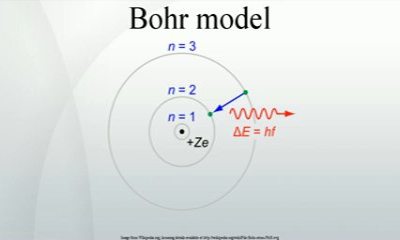In atomic physics, the Rutherford-Bohr model, or Bohr model, introduced by Niels Bohr in 1913, depicts the atom as a small, positively charged nucleus surrounded by electrons that travel in circular orbits around the nucleus, similar in structure to the Solar System, but with attraction provided by electrostatic forces rather than gravity.